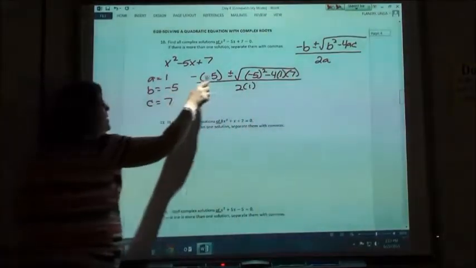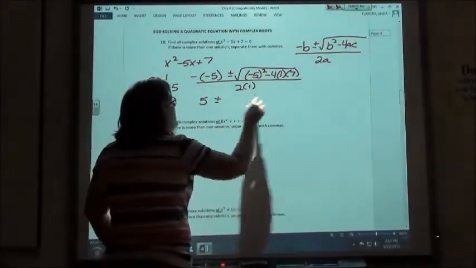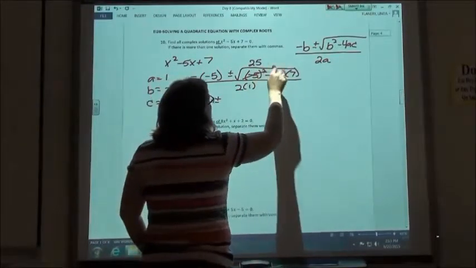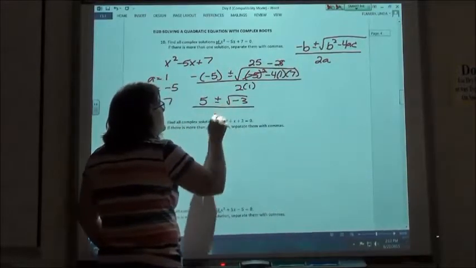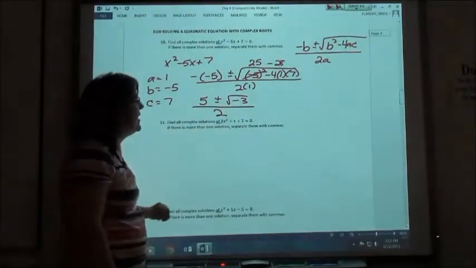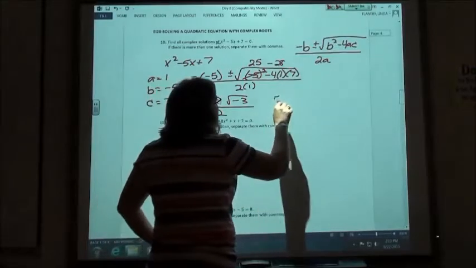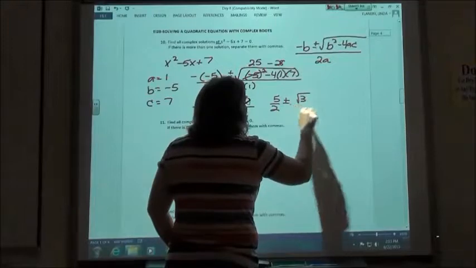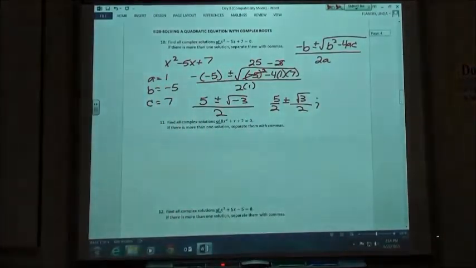So since I have minus a negative, it becomes positive 5 plus or minus here. This is going to give me 25. This is going to give me minus 28. So I have the square root of negative 3 over 2. So this has a negative in it. I have to take the i out of there. So I'm going to have 5/2 plus or minus the square root of 3 over 2, and the i is going to go behind there.